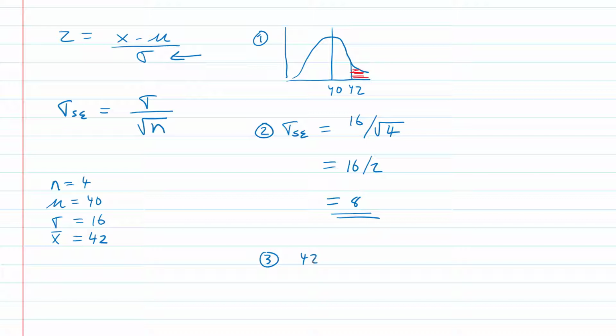We have 42 minus 40 over 8. We get a z-score of 0.25. If you go to the table, I'm not going to do that here because I want to keep this video short, you'll find out that the probability of drawing a mean that is greater than 42, looking at the table, equals 0.4013. That's all there is to it.